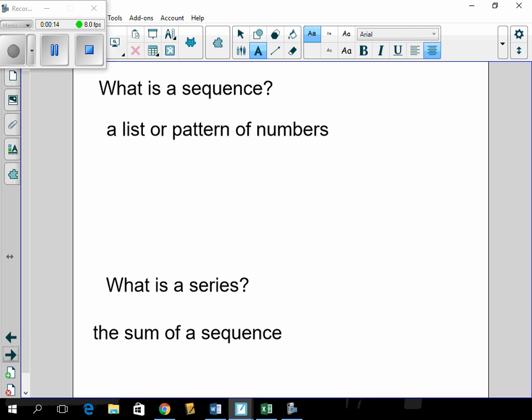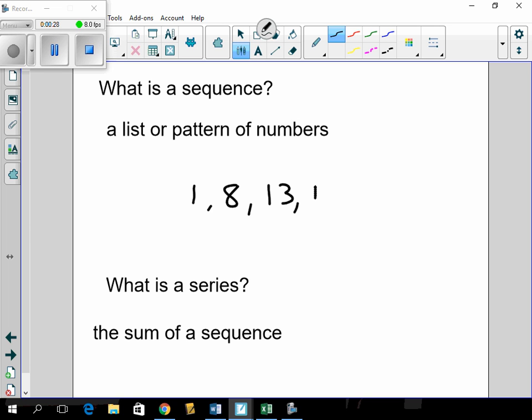So first we need to refresh our brains. What is a sequence? A sequence can be a list or a pattern of numbers. So a sequence could look like 1, 8, 13, and 18. That is a sequence. That is just a random pattern of numbers.